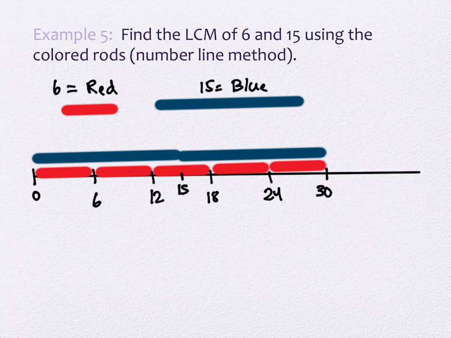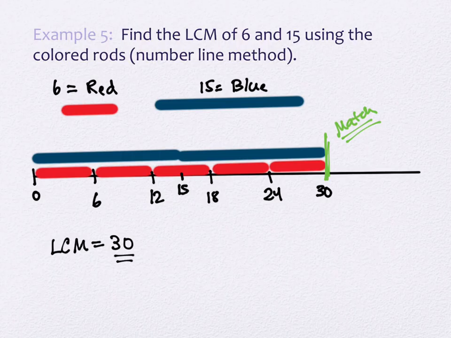If I stack these end to end, the first one goes to 15 with the blue, and the second one goes to 15 more, which would be 30. And this is actually far enough because the ends match. True? What does that tell you? Well, it tells you that the least common multiple is where they match. It's 30. The least common multiple of 15 and 6 is 30.